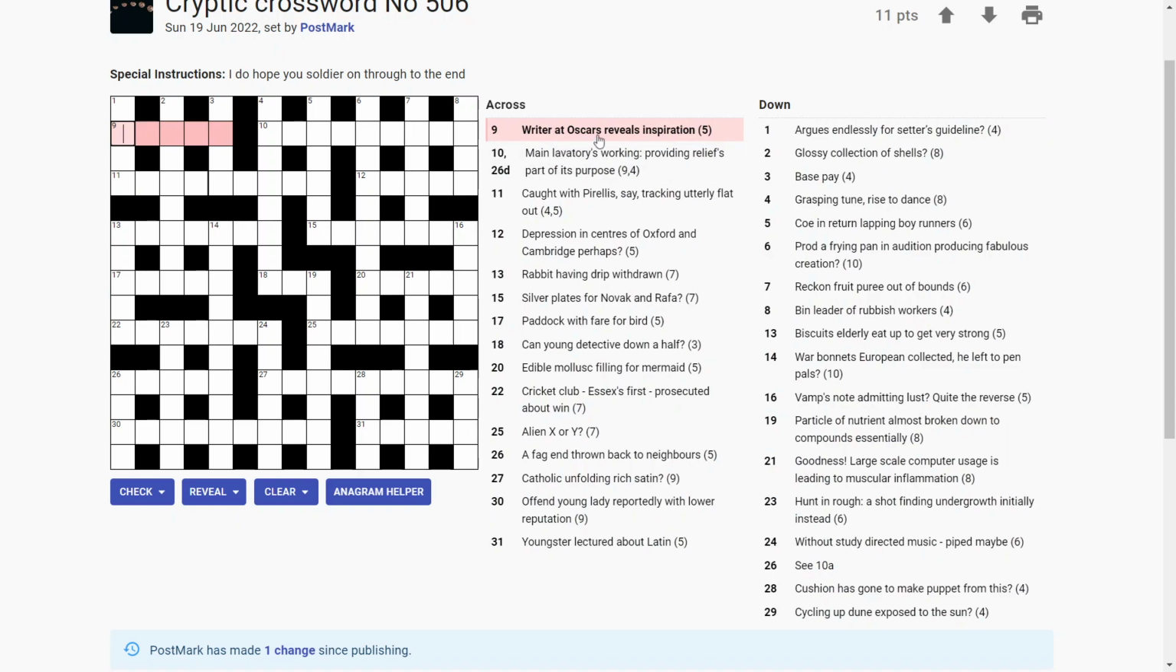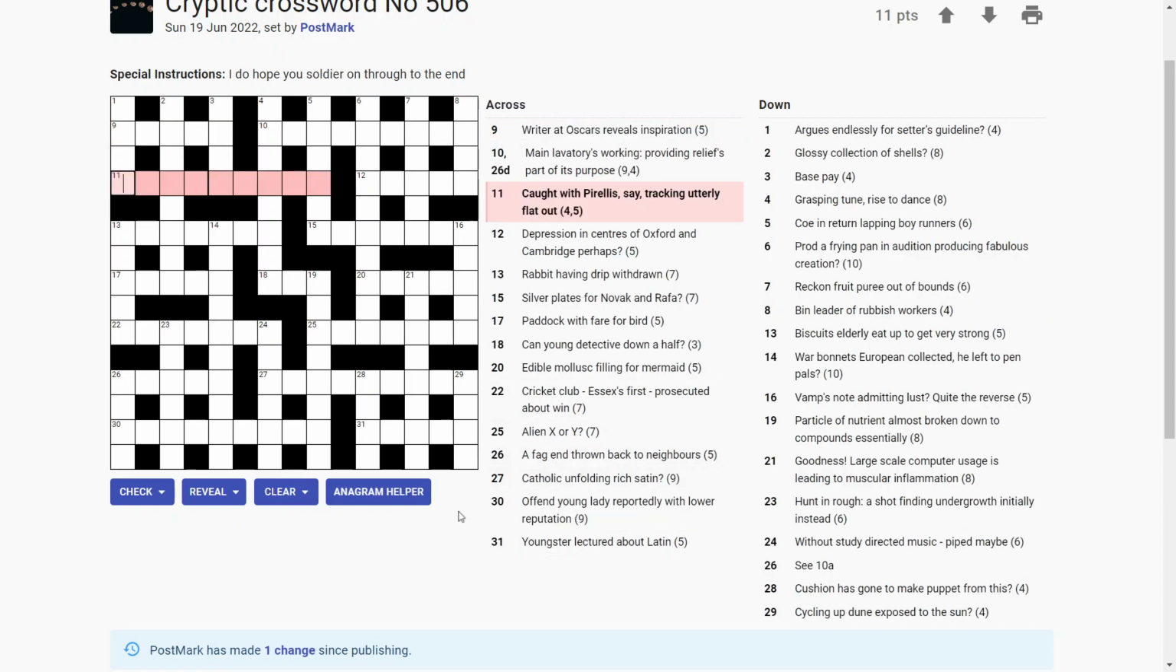Writer at Oscars reveals inspiration. Oscars. Now, Oscar is O in the NATO phonetic alphabet. Don't know. Base pay. Pay. It's probably a double definition. I'm not seeing it. Bin, leader of rubbish workers. No. Okay.